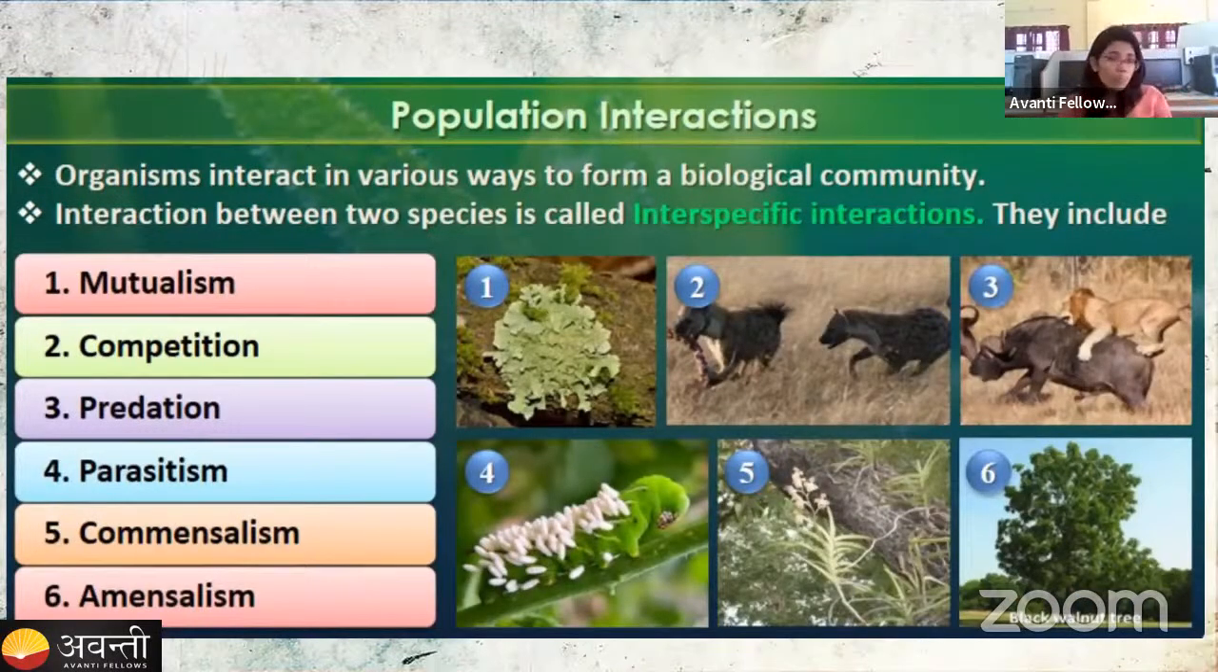Now, let's look at population interactions. How is one population going to interact with another population if two different populations are staying together? Because on the earth or in the environment, we have to deal with n number of populations in our daily life. So how are each and every population going to interact? There are six interspecific interactions as given below: mutualism, competition, predation, parasitism, commensalism, and amensalism. One by one we can see.